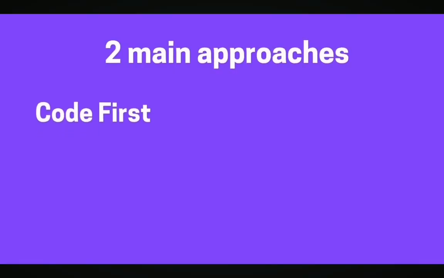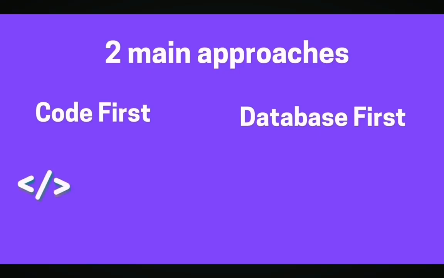There are two main approaches to using Entity Framework Core: the code-first approach and the database-first approach. In this video, we will learn how the code-first approach works. The code-first approach in Entity Framework Core allows us to define the database schema using C# classes and then generate the database from these classes.